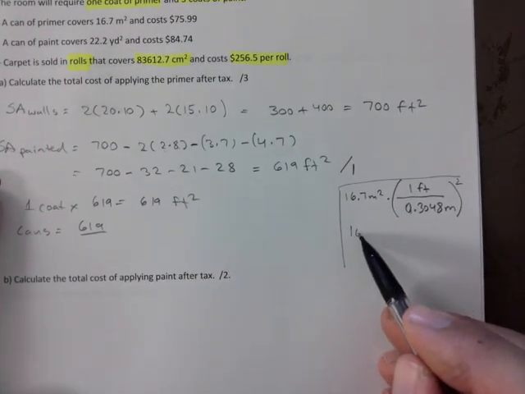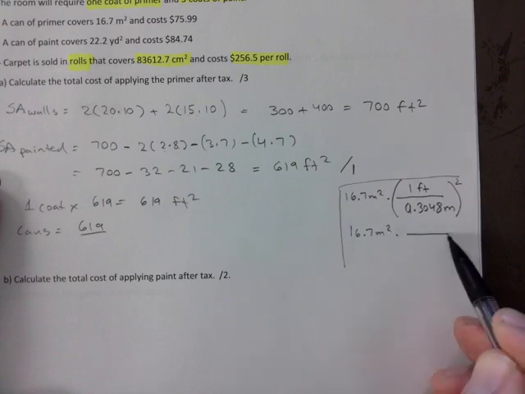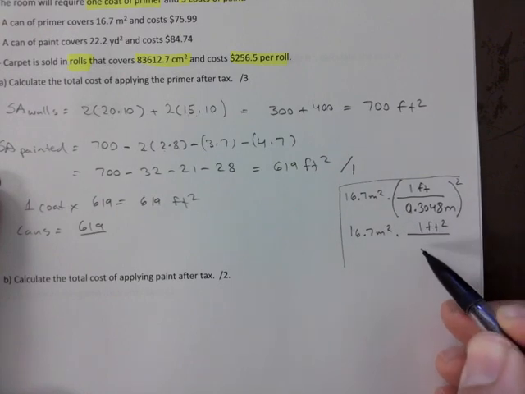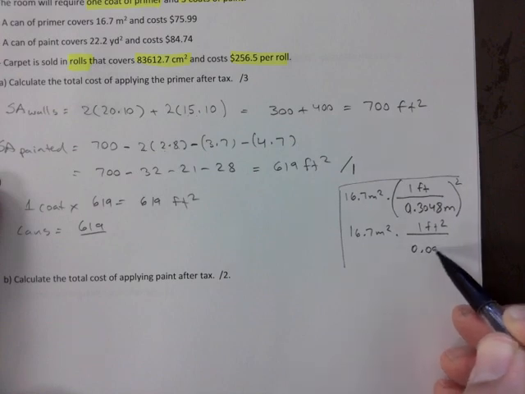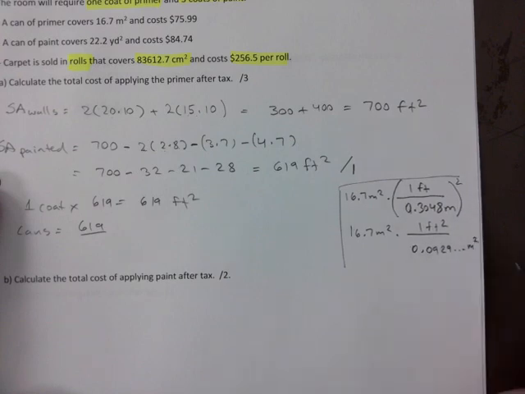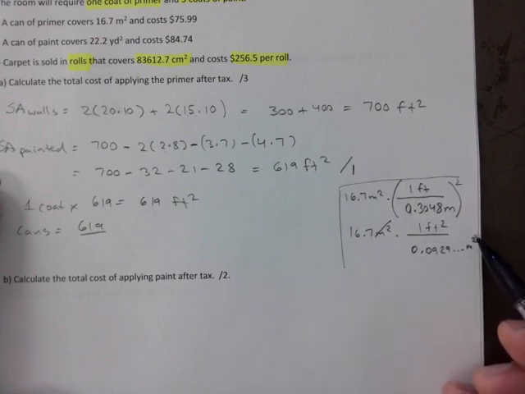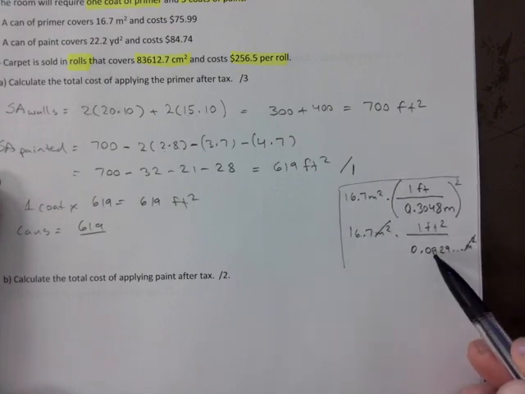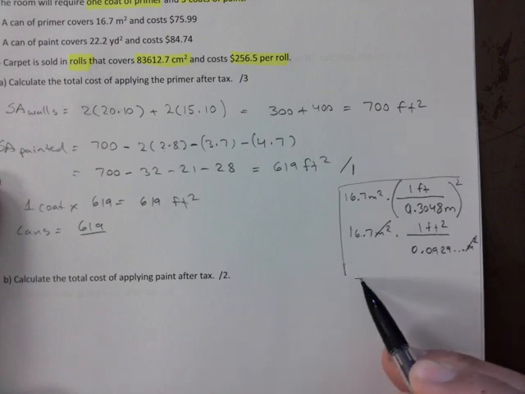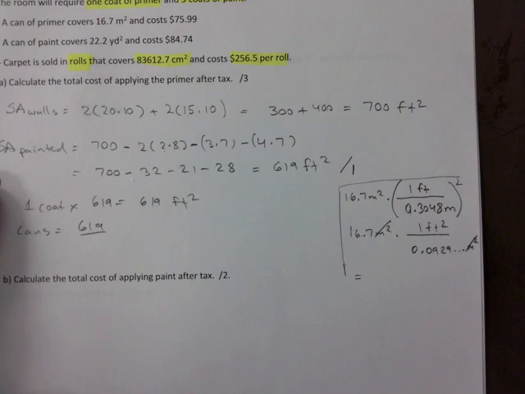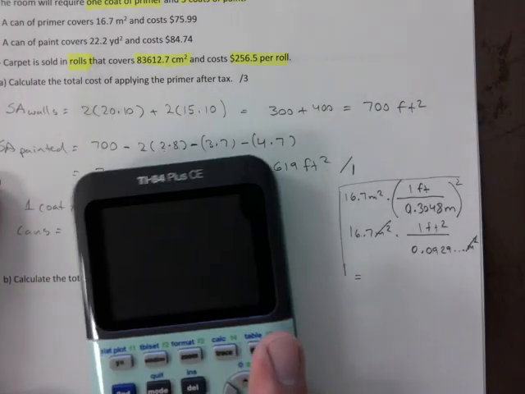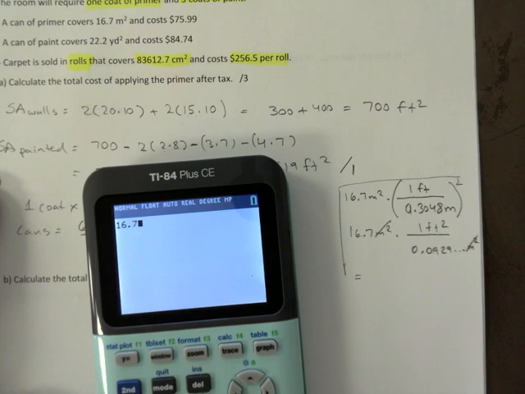So that amounts to 16.7 square meters times one square foot over 0.0929 square meters, and that keeps going. Okay, so this I can cancel. So if I divide this by that, I get what one can covers in square feet. And I'll just give you the answer here. Maybe I will do this on the screen. 16.7 divided by, let me do this first here, 0.3048 squared, right? And then I go 16.7 divided by that answer.